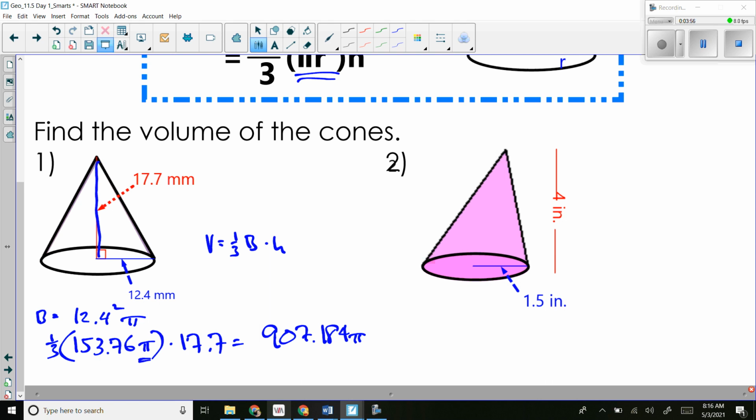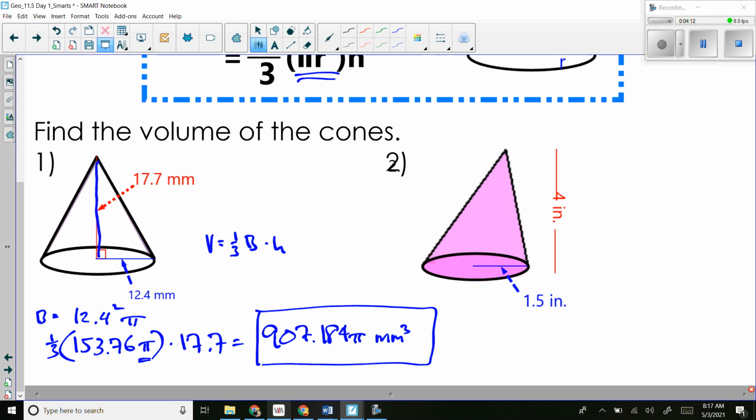If you want, you can multiply that through and you'd get a number that's about 3 times bigger, since pi is 3.14, but I'm not going to do that. We're just going to leave it as millimeters cubed. 907.184 pi millimeters cubed.